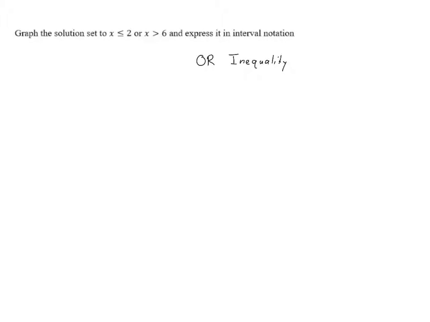And it's a little bit different. We're going to start off the same way. We're going to start by graphing both of the individual inequalities, and then we're going to talk about how we react differently in the situation of an or inequality. So I'm going to start with my number line.